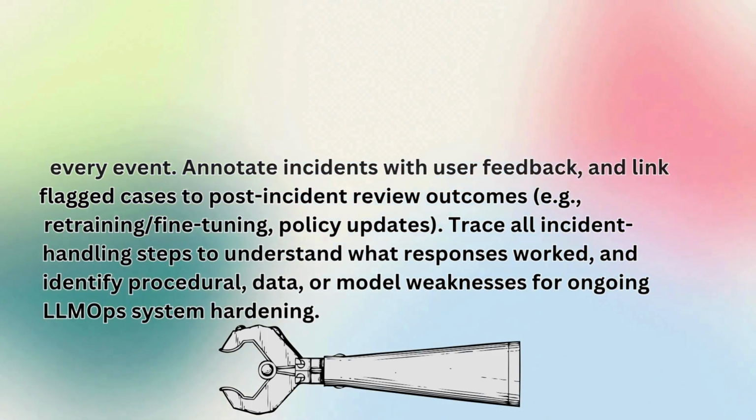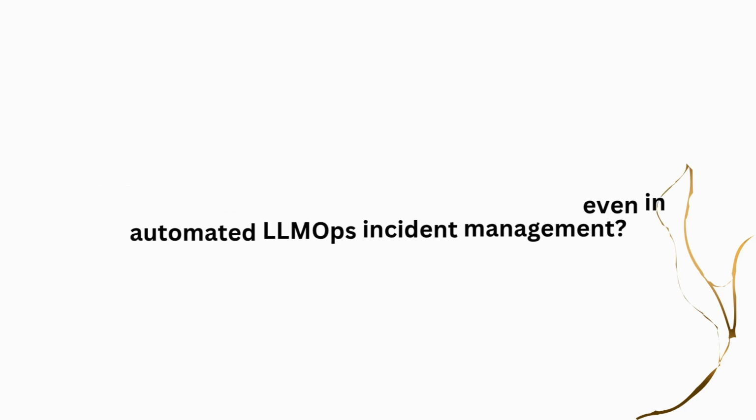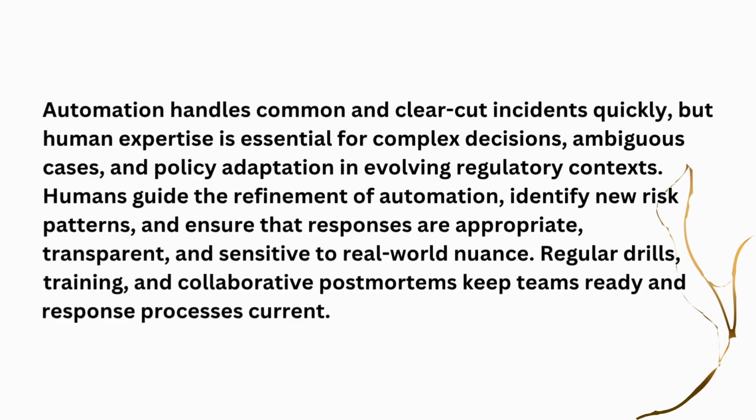Why is human oversight still critical, even in automated LLMOps incident management? Automation handles common and clear-cut incidents quickly, but human expertise is essential for complex decisions, ambiguous cases, and policy adaptation in evolving regulatory contexts. Humans guide the refinement of automation, identify new risk patterns, and ensure that responses are appropriate, transparent, and sensitive to real-world nuance.